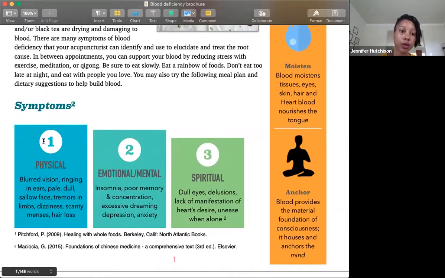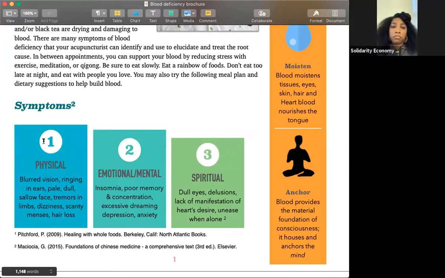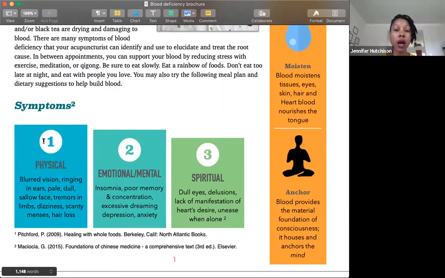There are great Qigong movements. Maybe if you guys will have me back on, maybe I'll do some Qigong. That'll be fun. Be sure to eat slowly, eat a rainbow of foods. And I have a food chart at the bottom of this document. Don't eat too late at night.